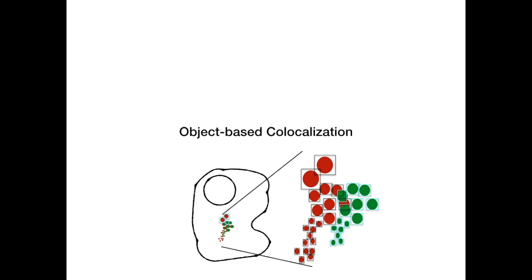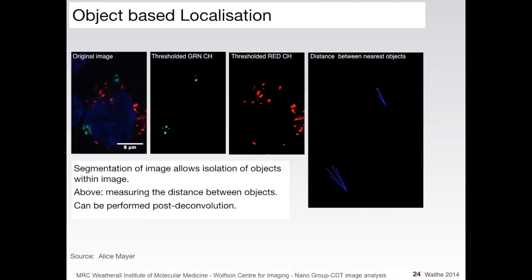So here's an example of this. We've got 2 channels here and a DAPI channel, and what we've done is we've thresholded the 2 channels, and then we've plotted lines between one channel and the other to the nearest object, and we're going to measure the distance between these and plot this as a distribution. Okay? So that was one comparison you could do.